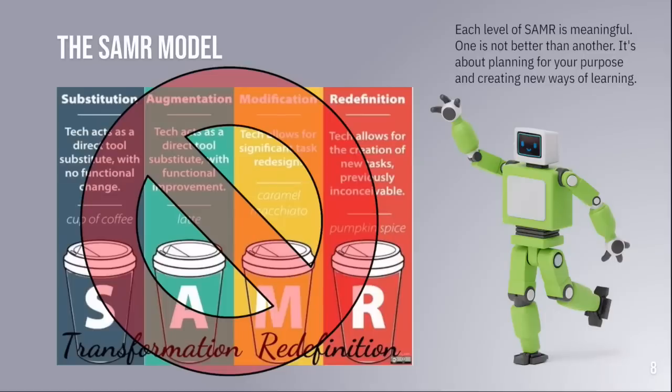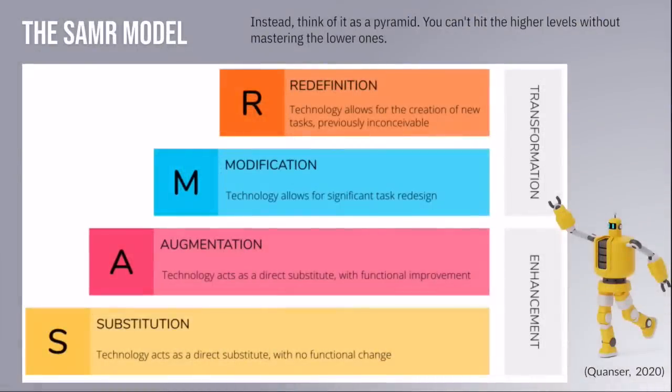It's very important that you never focus too much on the technology or too much on the flashiness of what you're doing, and that you focus on the learning and always be thinking, how is the technology supporting learning? So don't feel like every lesson you do needs to be modification and redefinition. That's entirely not true. A better way to think of the SAMR model is like this.